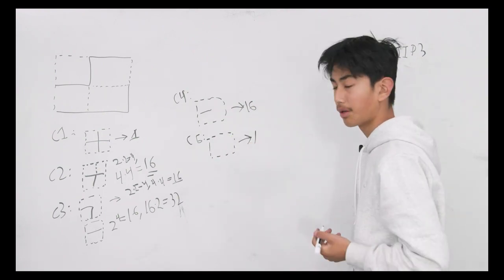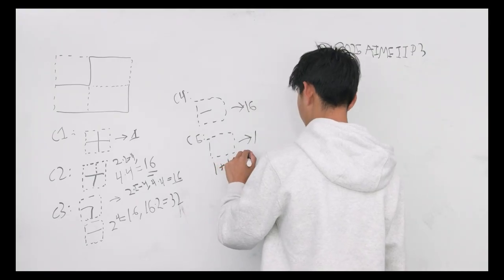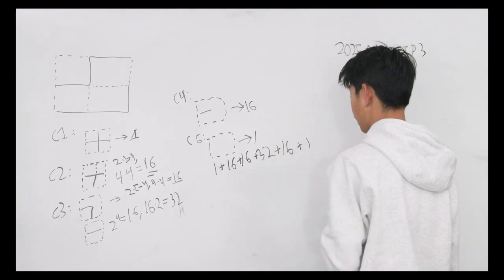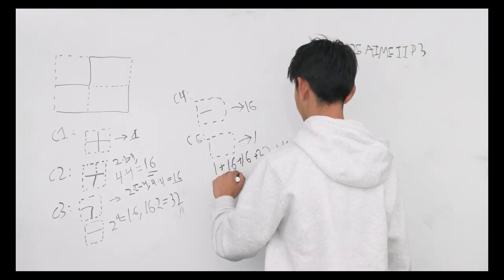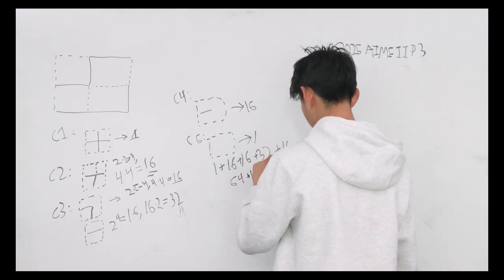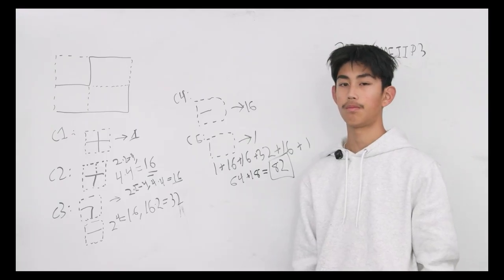So we want to sum up all of our numbers here. We have 1 plus 16 plus 16 plus 32 plus 16 plus 1. So we get 64 plus 18, which is 82, and that should be your answer for this problem.